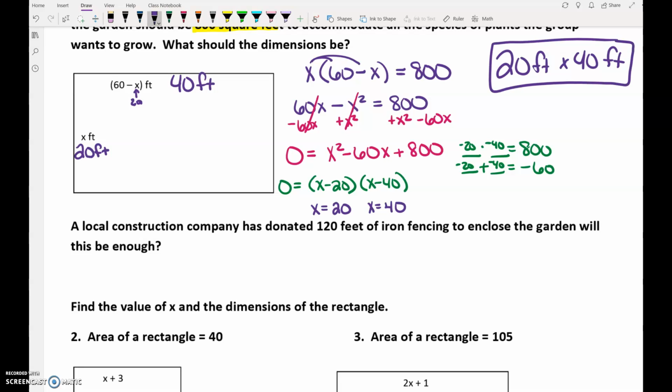Part B is talking about perimeter. A construction company donates 120 feet of fencing. Is that going to be enough? So now that you know the dimensions of the rectangle, you should be able to find the perimeter and decide, will that 120 feet of fencing be enough or not?